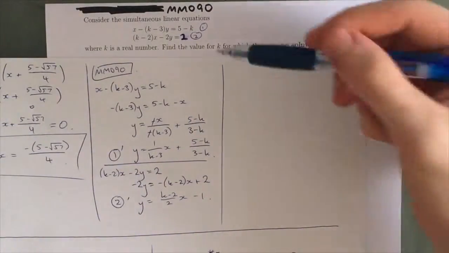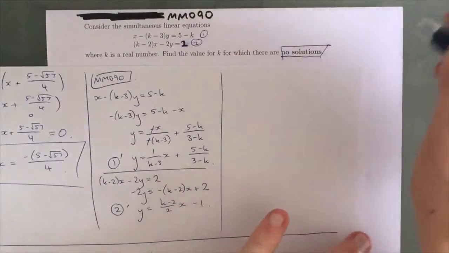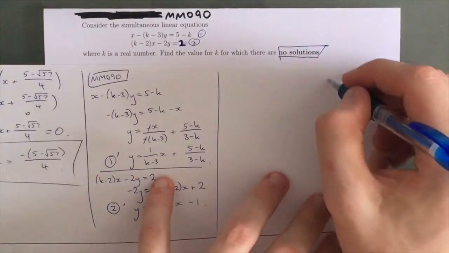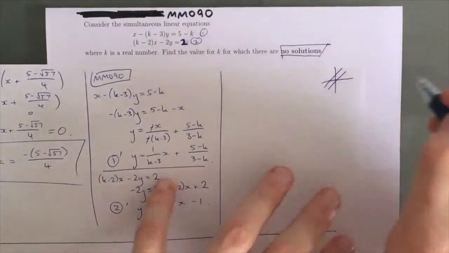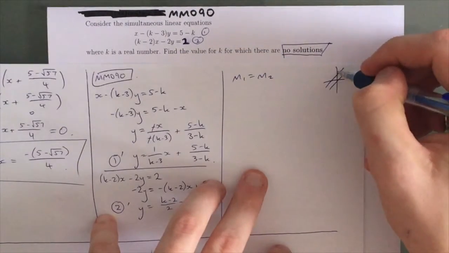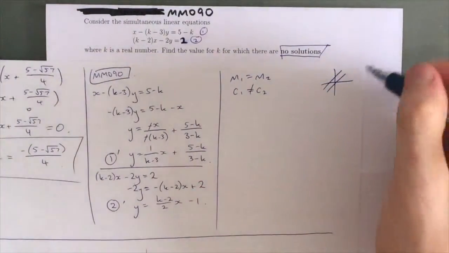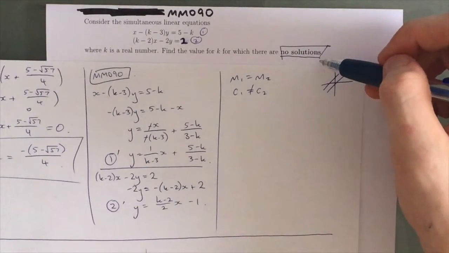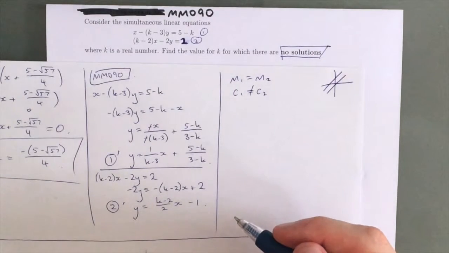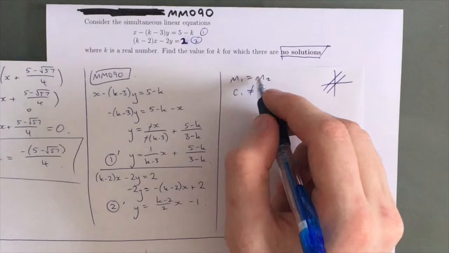So if there are no solutions, sorry, I'll take a step back. There's no points of intersection, which means that the graphs run parallel, which means that their gradients are the same. However, their c value or their y-intercept are different. So the c values cannot equal each other, and if they don't equal each other, then we will have no solutions. So let's start with the gradients, because we need to actually figure out what values of k produce the same gradient first. So we basically just let m1 and m2 equal each other.